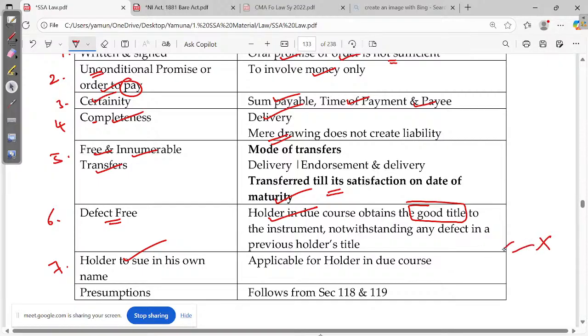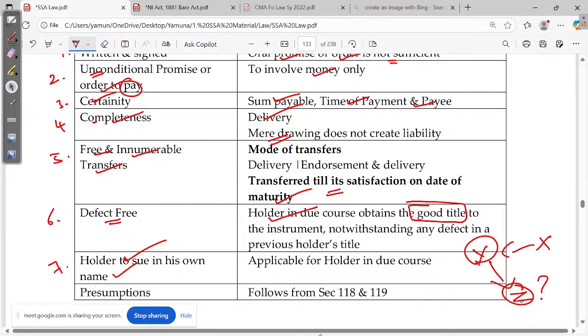Once from Y, it has been transferred to Z now. What are the rights Y has? All the rights Z also has. So in case X is not paying the amount, Y கிட்ட தான் goods வாங்கினா Y தான் என் மேல கேஸ் போட முடியும்னு சொல்ல முடியாது. Even Z can file a case on X. That's why we say holder to sue in his own name.